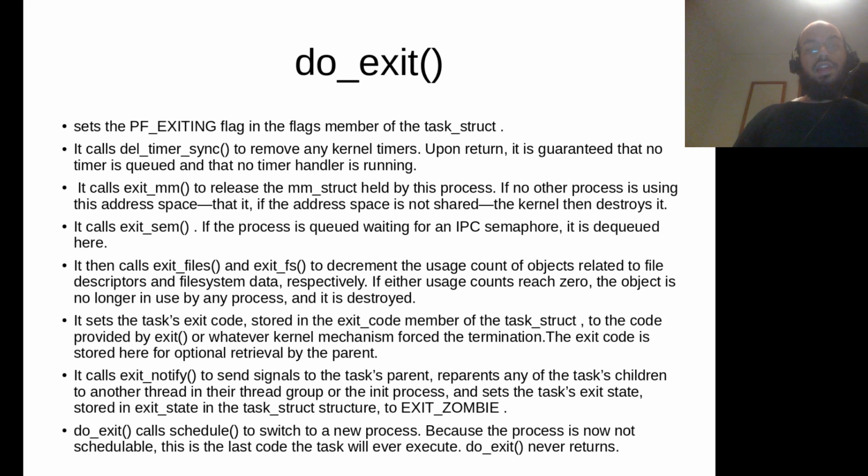It sets the task's exit code, which says whether it was successful or failed. There are multiple task exit codes, so it sets the exit code that then notifies the parent of how this thread exited. And then it notifies the parent that it's exiting, okay? And then it calls the scheduler to tell the scheduler that I have just exited. Okay, so these are the steps taken by the do_exit kernel method.